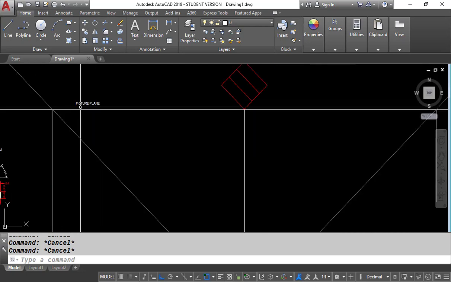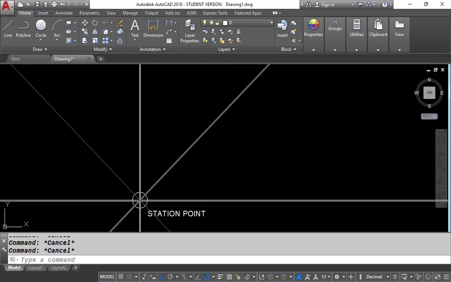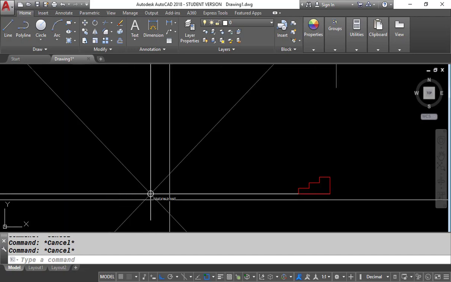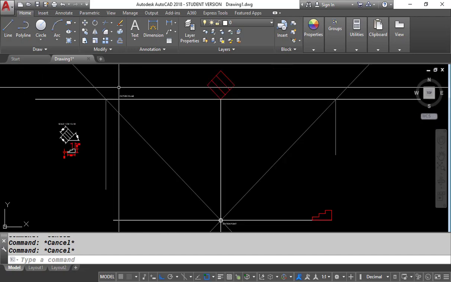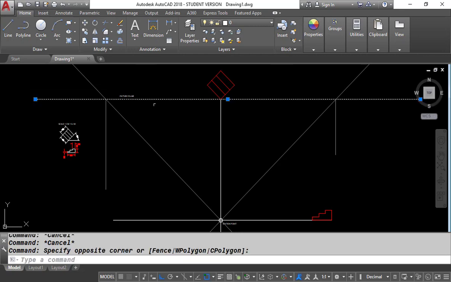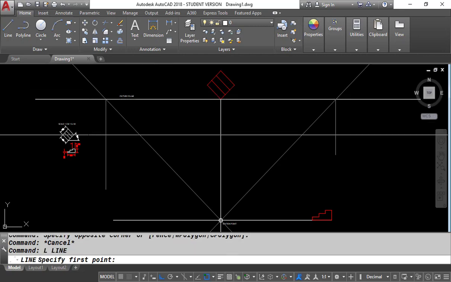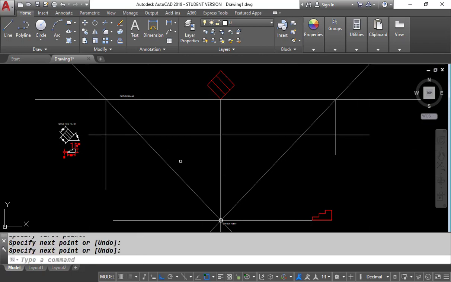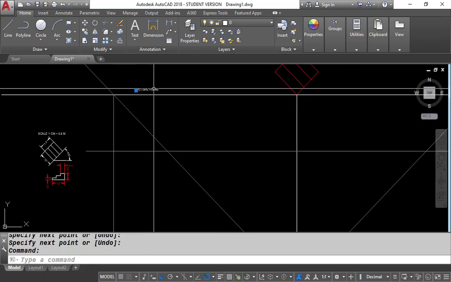Now after drawing these two lines at 45 degree from the station point and touching the picture plane, you have to decide the horizon. So let us say I will draw my horizon from here, from this point. So this is my horizon.